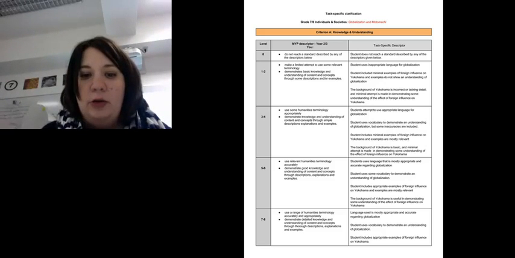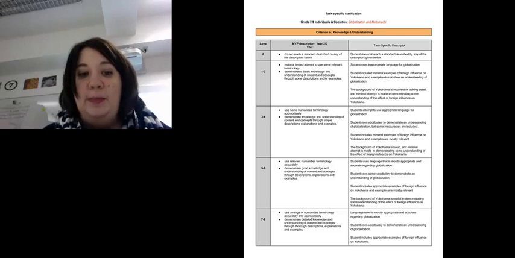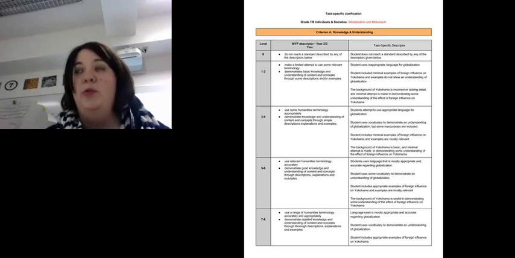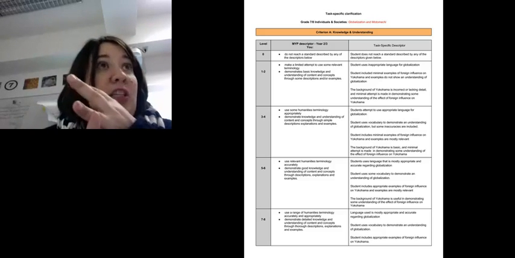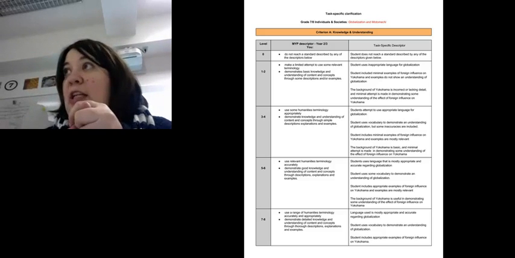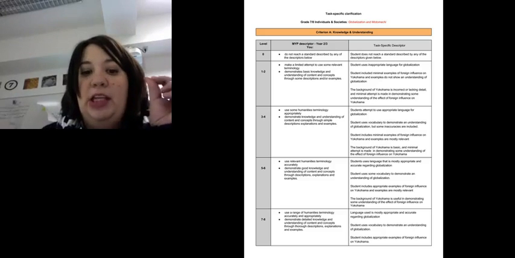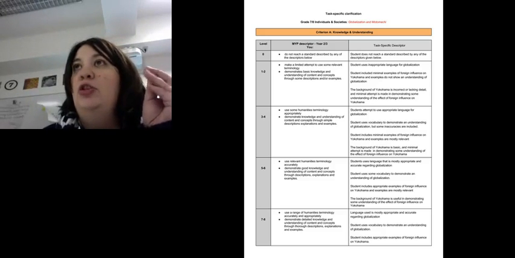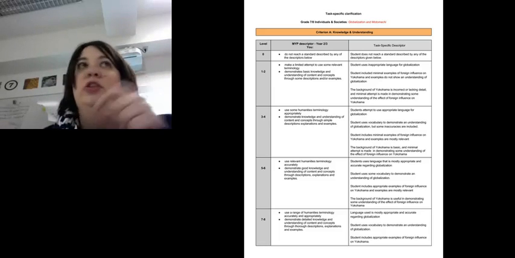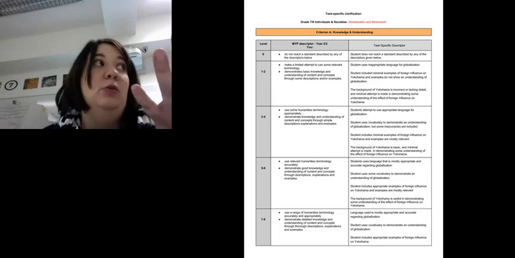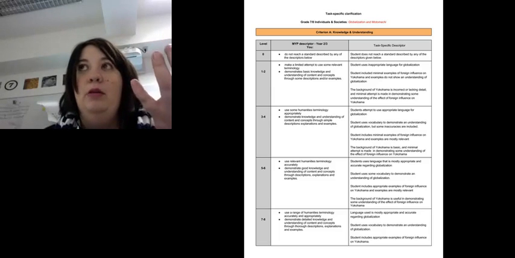Keep on moving down. Student uses appropriate examples from foreign influence from Yokohama. So that will be your history of Yokohama, your written Motomachi map, and your annotated map. This one in particular will be your annotated map. Did you choose appropriate examples? Did it make sense, the ones that you chose to talk about?